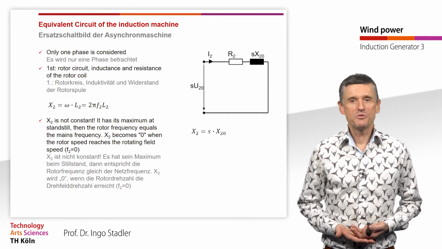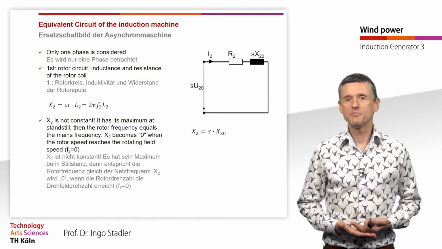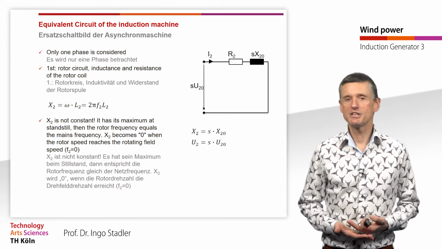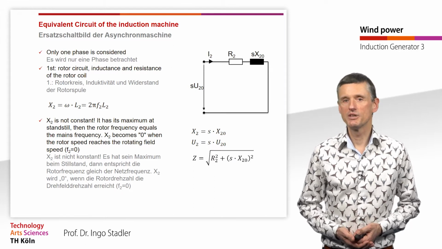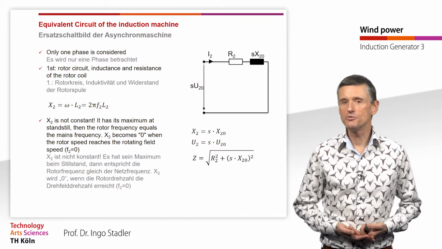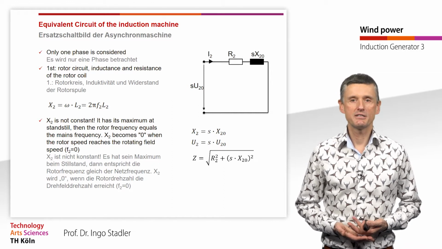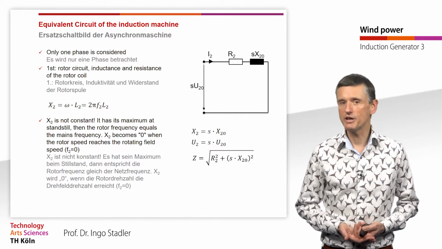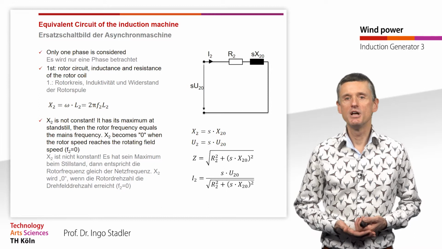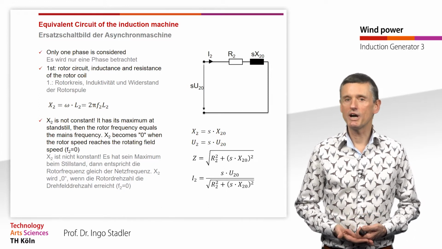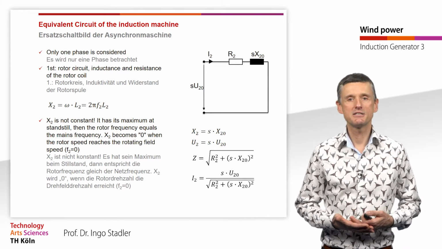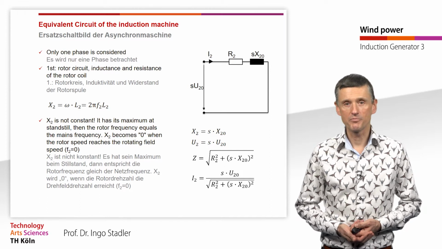So we have X2 equivalent to the slip S times X20, and we have U2 equivalent to the slip S times U20. And then we have the impedance Z, which is the square root of R2 squared plus, in brackets, S times X20 squared. And we have the rotor current I2, which is equivalent to S U20 divided by this square root of R2 squared plus, in brackets, S X20 squared.